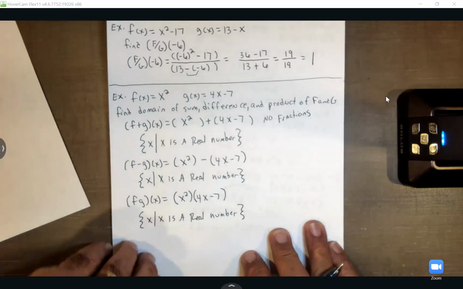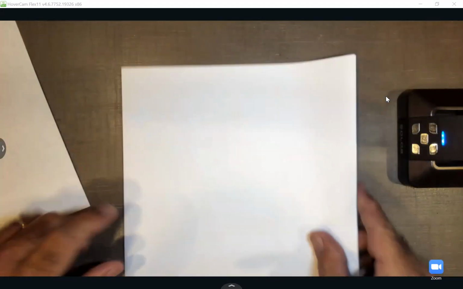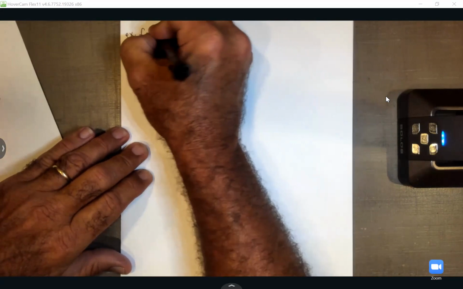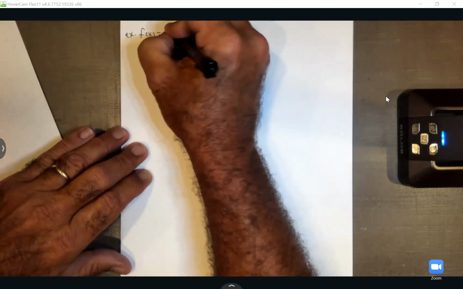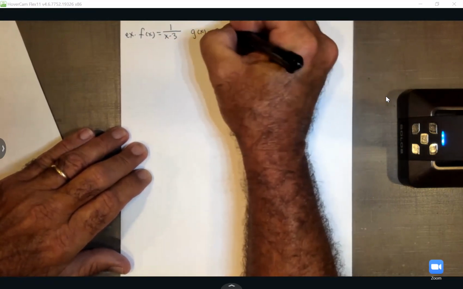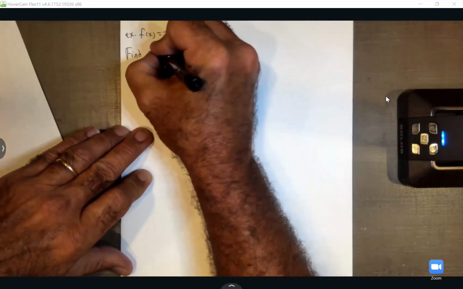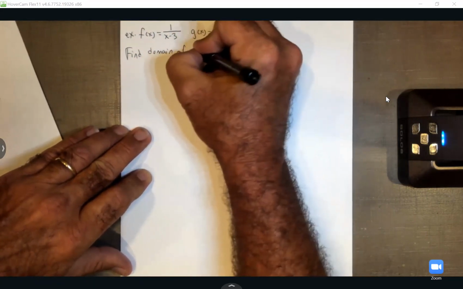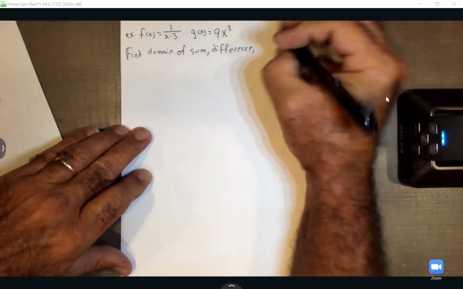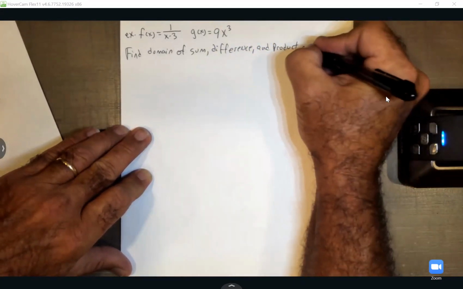All right, let me turn the page and we'll try this one. So doing the same things here. This one we're given f of x equals 1 divided by x minus 3. G of x equals 9x to the third. So once again, find the domain of the sum, difference, and product of f and g.